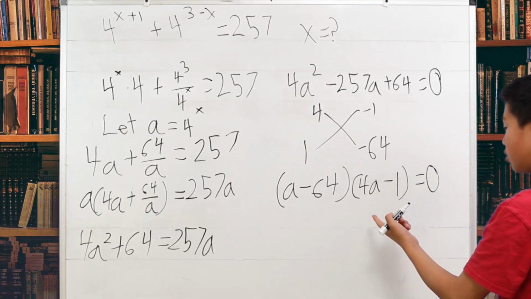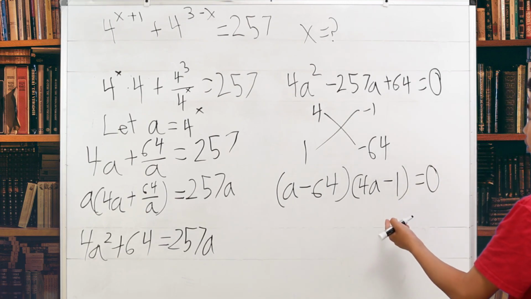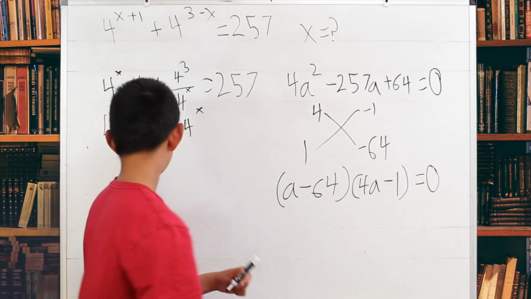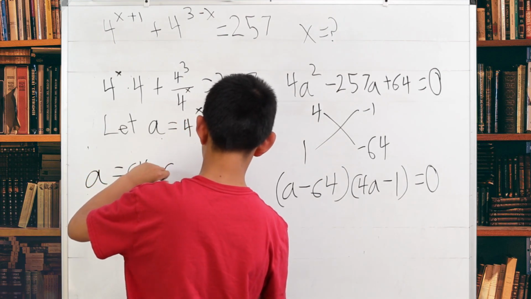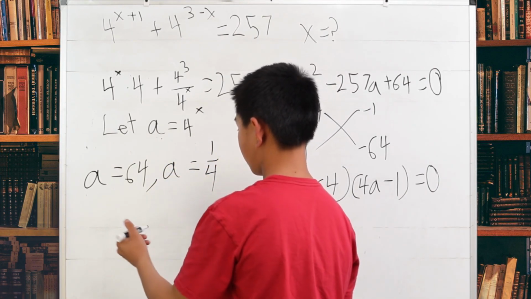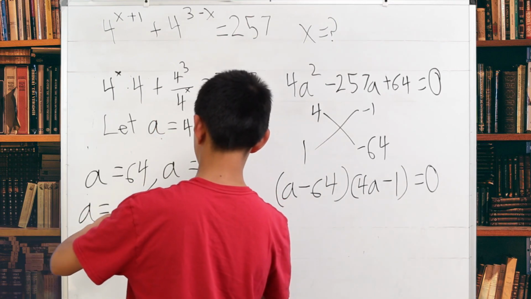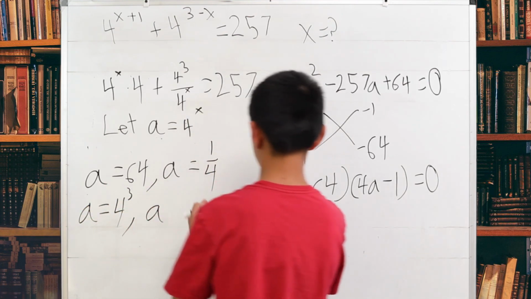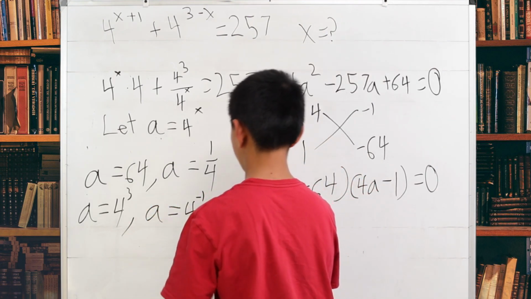Now we have our new equation, so it's going to be a lot simpler to solve for a and then eventually for x. So from this equation right here, we get that a is equal to 64 and a is equal to 1/4. 64 is just 4 to the third power, and a is also 1/4, so 1/4 is also equal to 4 to the negative 1 power.